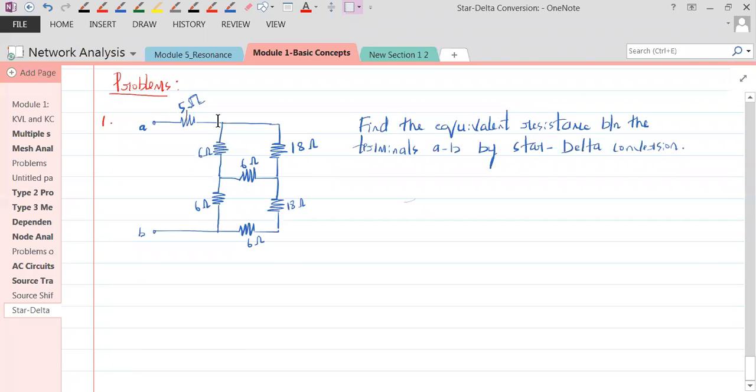Understand that? So let's consider this star and obtain a delta out of it. Everybody okay with that? So see, what do I do? Everybody, just don't write anything. Just observe here.